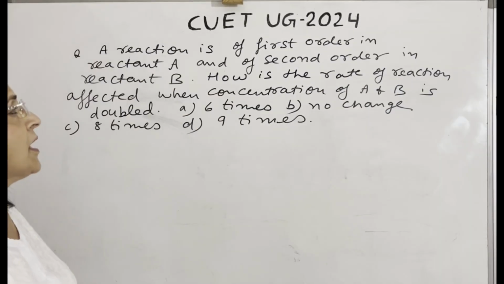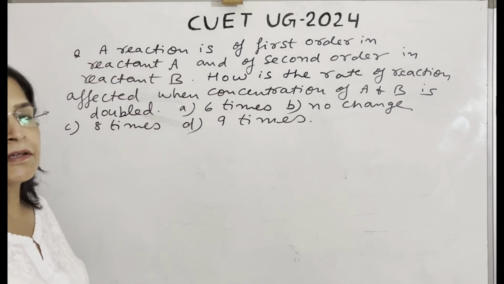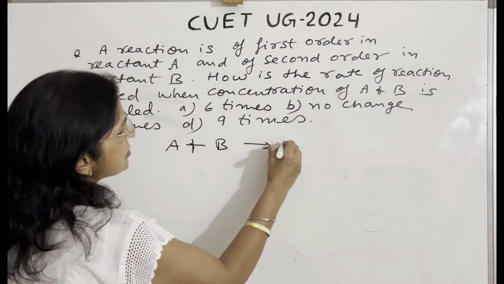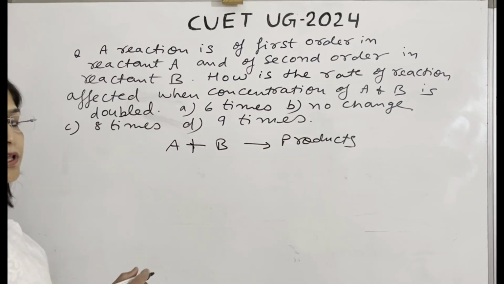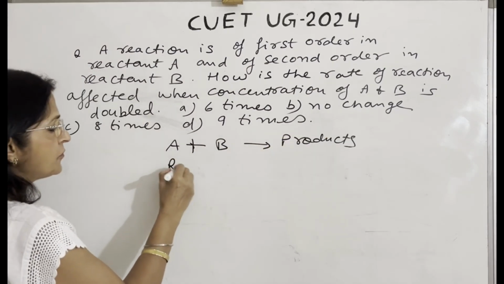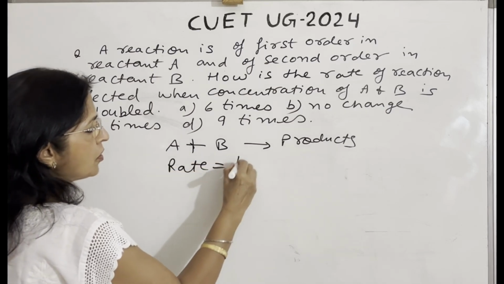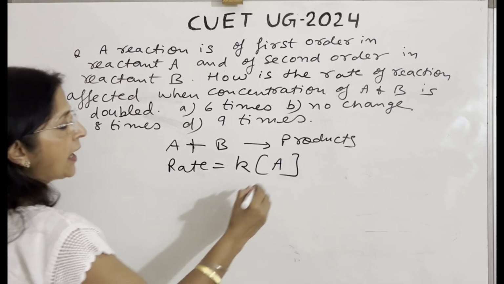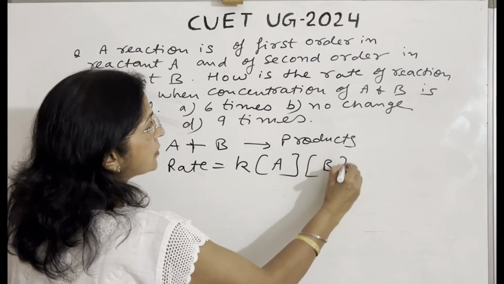Next question, a reaction is of first order in reactant A and of second order in reactant B. So from the question we understand that there are two reactants. A reacts with B and products are formed. According to the law of mass action, rate of the reaction will be equal to, this is rate constant, this is concentration of reactant A and concentration of reactant B.